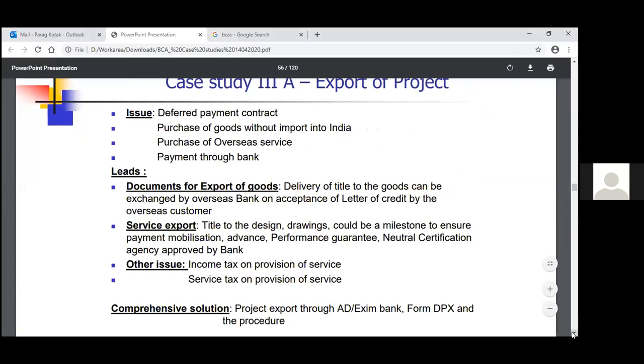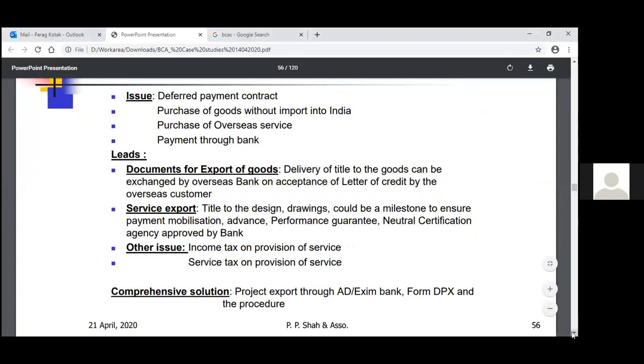Yes, please wait. So these are the issues: purchase of goods without import into India, purchase of overseas services, and payment through banks. Your banking facility is in India and the project is outside India, but there could be a banking facility outside India also. So how this payment will be made and what kind of documentation is required are basically answered in this case study. Therefore, I don't want to go through it line by line, but just to give you a flavor of how the different transaction situations can help you, although it is export of goods and services.